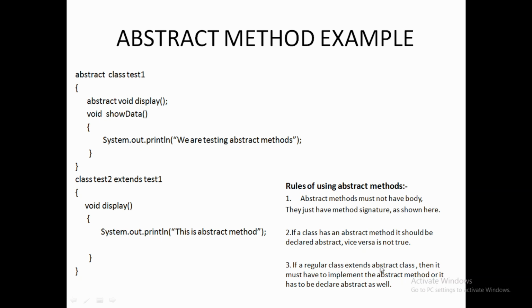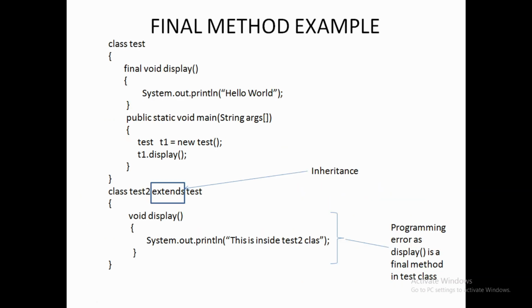If a regular class extends the abstract class, then it must implement the abstract method, or it must be declared abstract as well. That means if we don't implement the display method here, we have to make this test2 class an abstract class. So therefore, both abstract and final, these two non-access modifiers, are more to do with the inheritance property of Java.